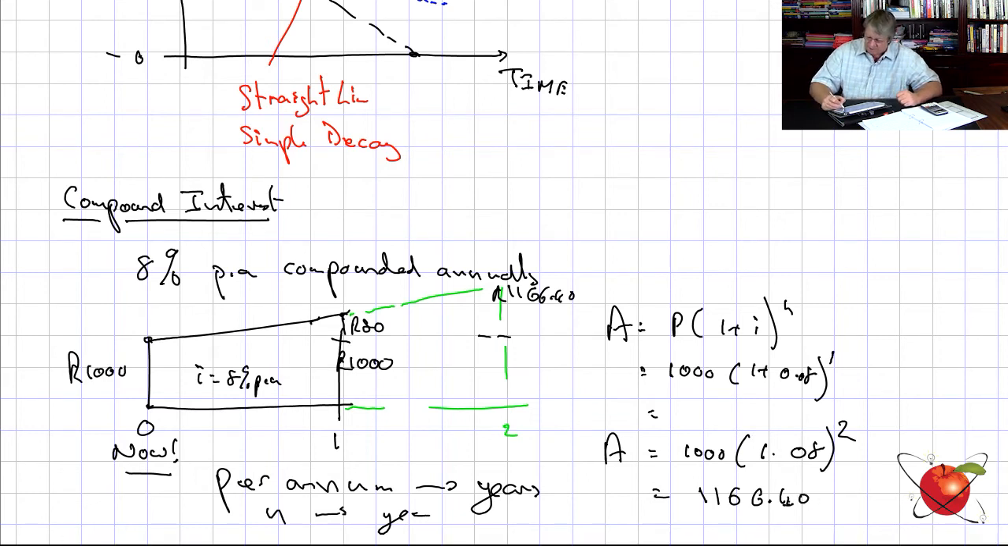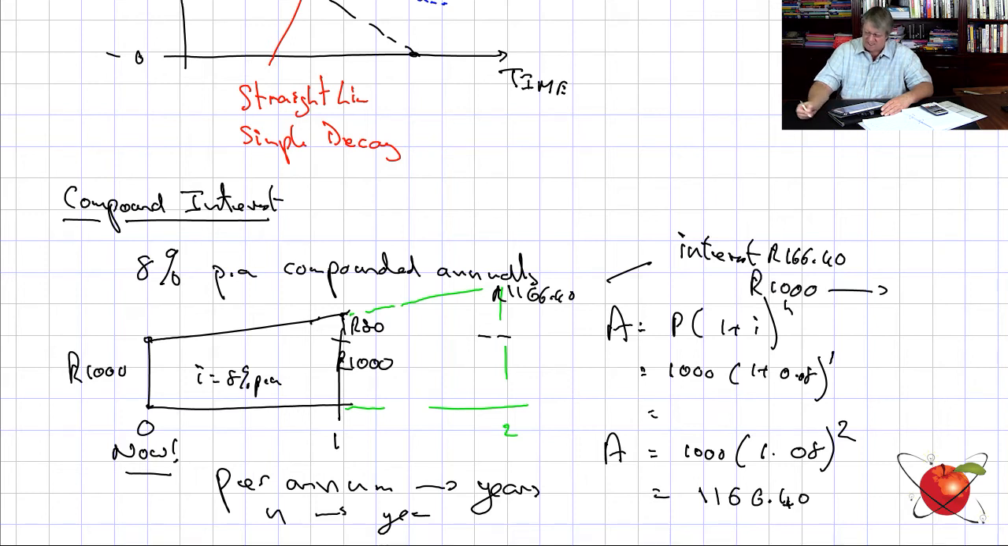Remember, it's money, so we always go to 2 decimals. And now, how much interest have we got? We've got 166 Rand 40 interest, right? So there's interest of 166 Rands and 40 cents, and the original amount was 1,000 Rand, and it stays in the bank, and so forth, okay?